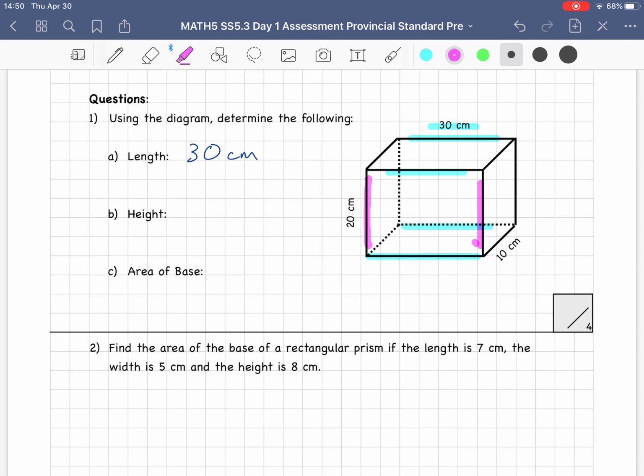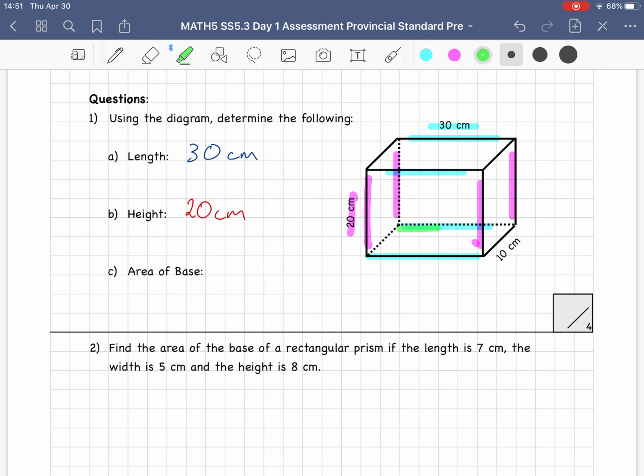Now our height is any of these 4 parallel edges. Those are our heights. And as you can see right here, our height is 20 centimeters long.